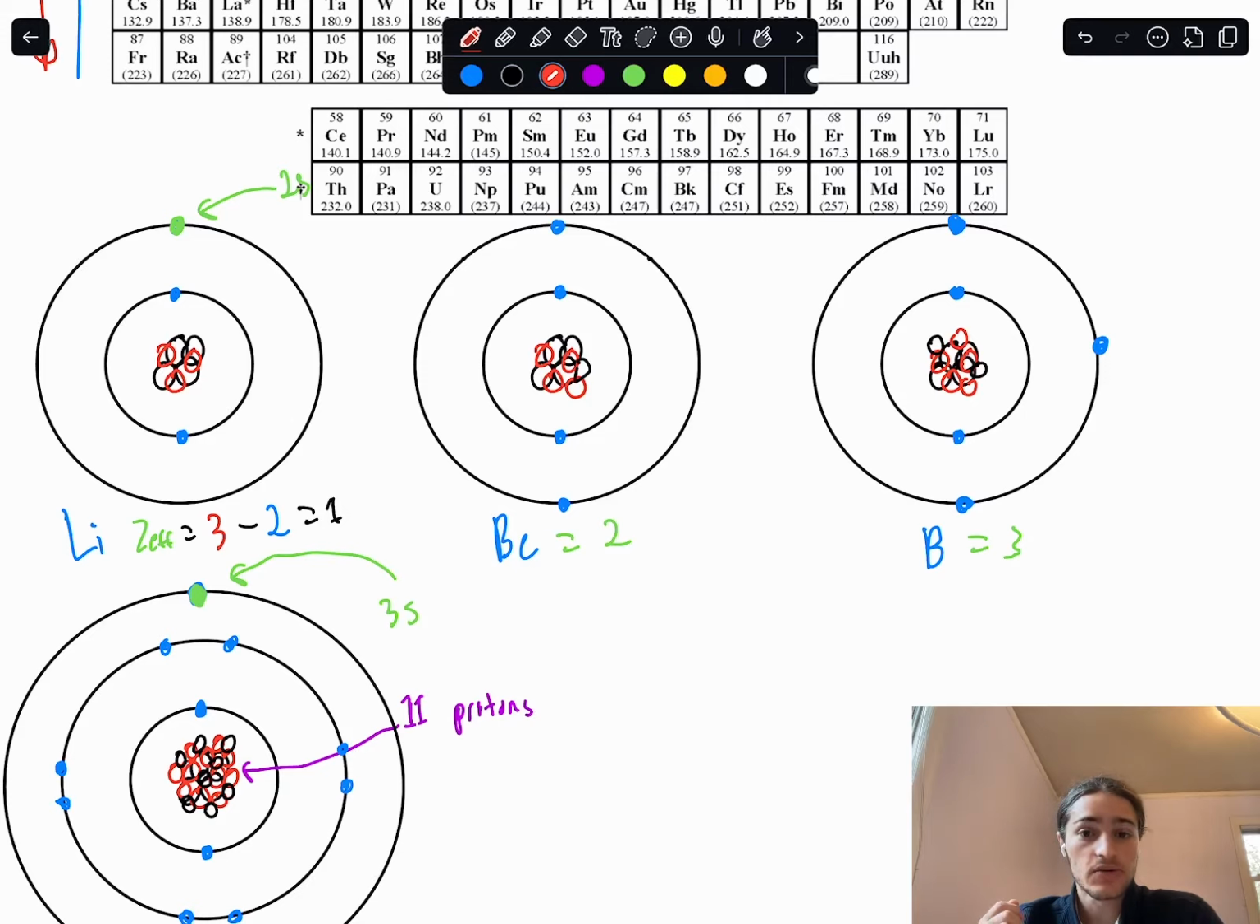Okay, so the reason why is that effective nuclear charge is basically the amount of proton force that each one of the electrons is feeling. So if it's going up as we move to the right on the table, that means those atoms are going to get smaller too, because they're feeling more of a pull. They're feeling a greater force from the protons. So boron's actually quite a bit smaller than lithium.